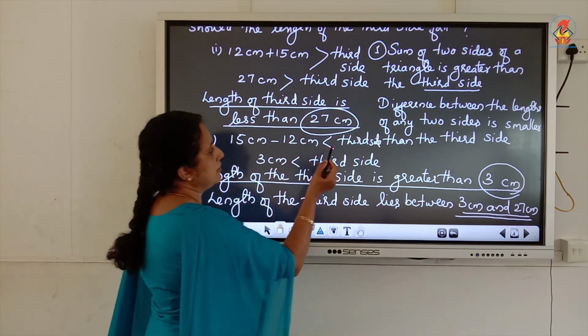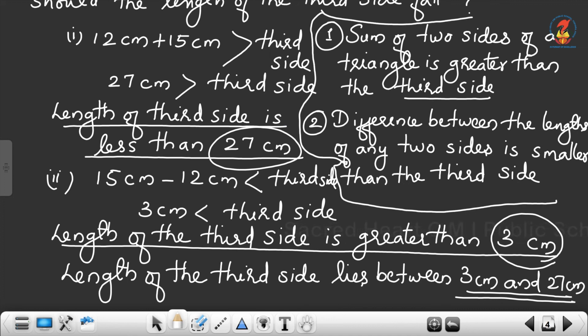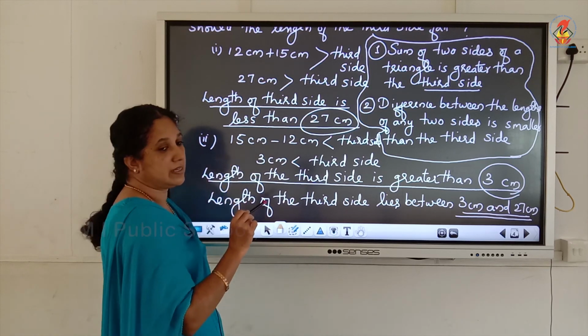So we can apply the two properties here regarding the length of the sides. The sum of two sides of a triangle is greater than the third side, and the difference between the lengths of two sides is smaller than the third side. So, using that we can find out the values.